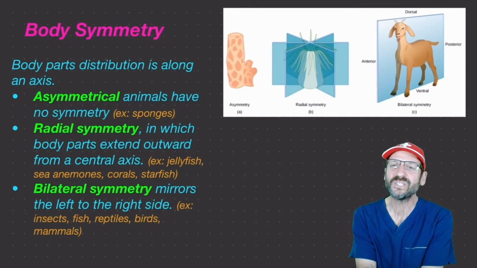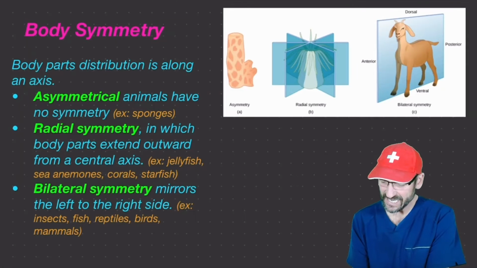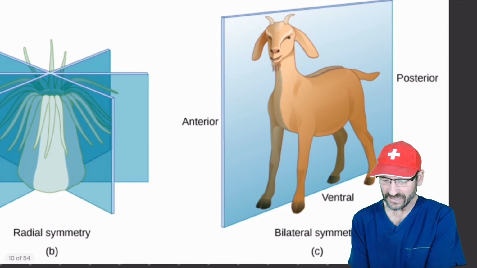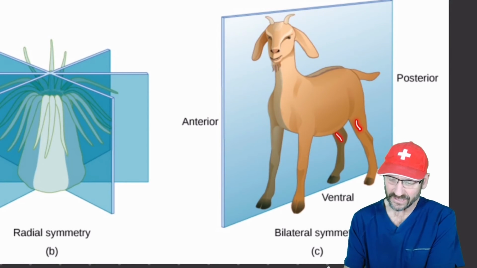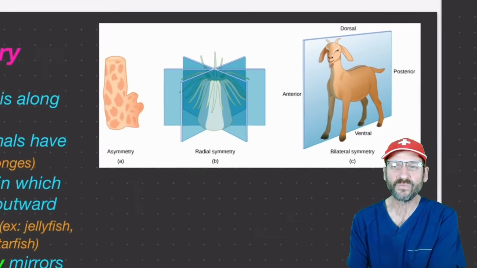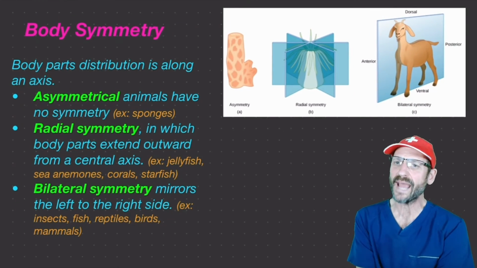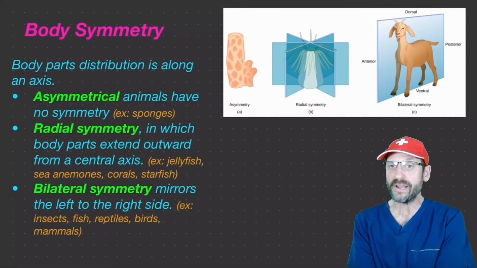The body parts distribute along an axis. And you can see that here in this goat. You can see an axis here. This is the axis. And if you actually look at the limbs, they come off the axis, the legs here, the head. And so that's what is meant when we say body part distribution is along an axis. And so we have different fundamental body plans.